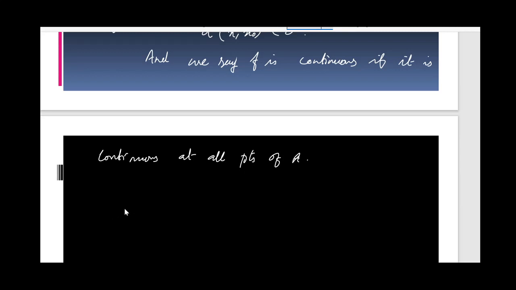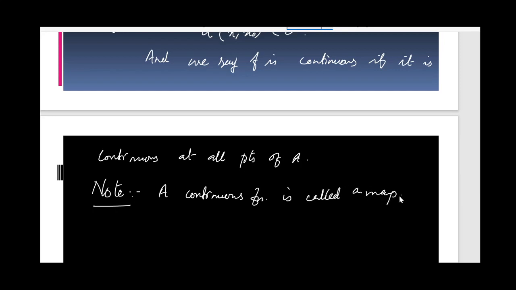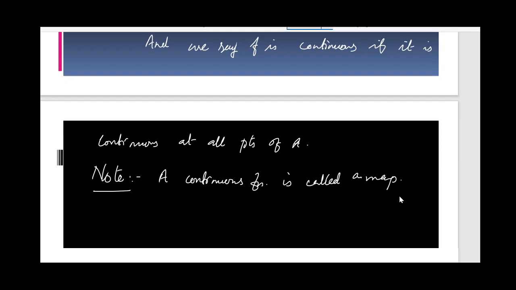Now these continuous functions are sometimes called a map. A continuous function is called a map.